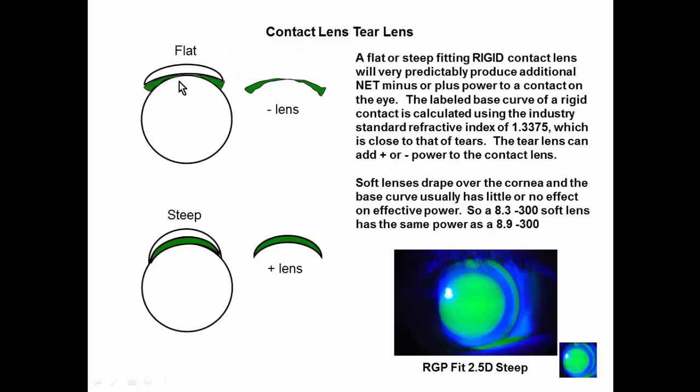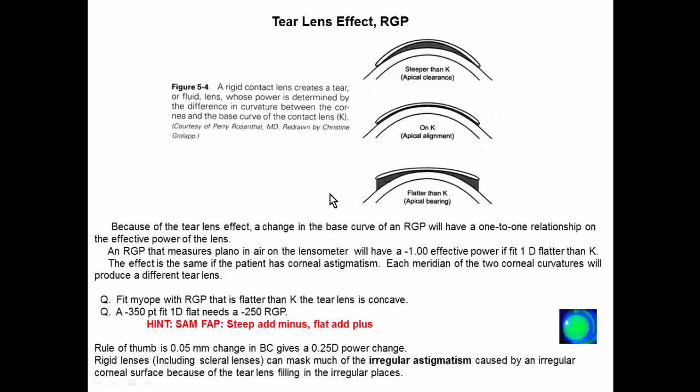With hard lenses, not soft, but with hard lenses, if the lens fits a little flat, you're going to get a minus tear lens effect. If the lenses fit steep, you're going to get a plus tear lens effect. And that plus or minus tear lens acts just like power in the lens, and that power has to be considered when you're ordering the final power of a rigid lens.